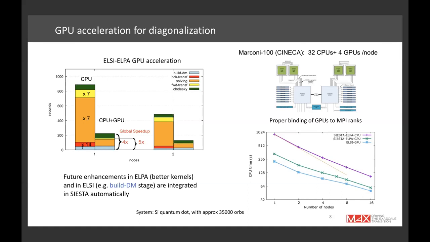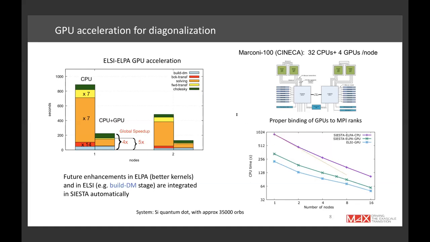For example, you can see this light blue segment. This is the building of the density matrix once you have the coefficient of the wave functions. Up to a few months ago, this step was not accelerated, was not handed over to the GPU, but now it is. So we can get much better performance for this part for free. Another benefit of the separation of concerns.